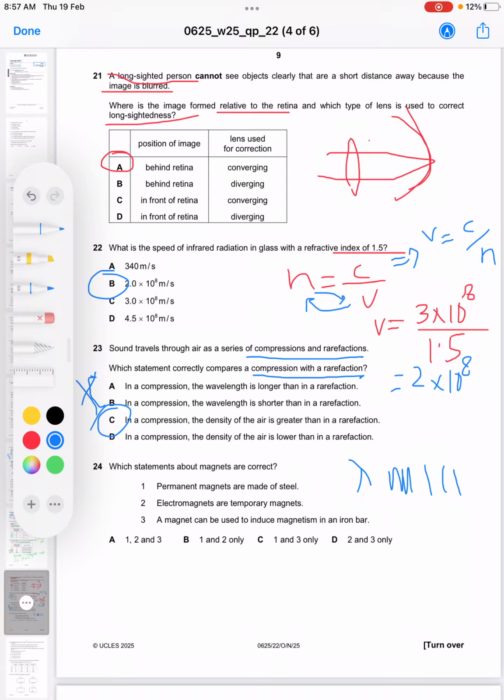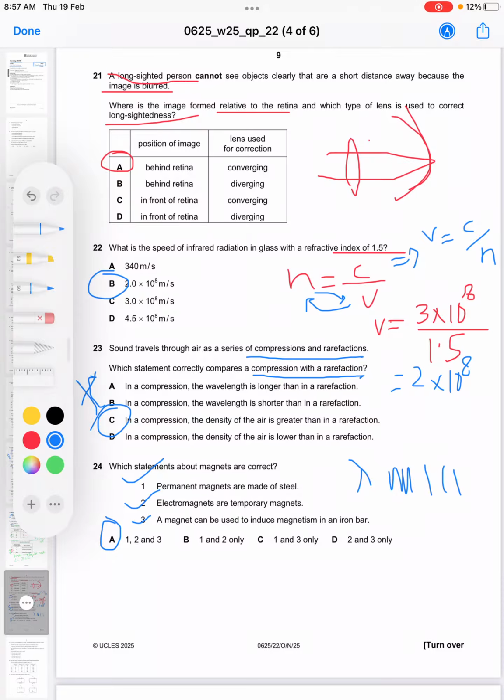Now come to question number 24. Which statement about the magnets is correct? Permanent magnets are made of steel. Yes, it is correct. Electromagnets are temporary magnets. Yes, because when electricity is passed, they become magnetized. A magnet can be used to induce magnetism in an iron bar. Yes. So which option is correct? A, in which all the statements 1, 2 and 3 are correct.